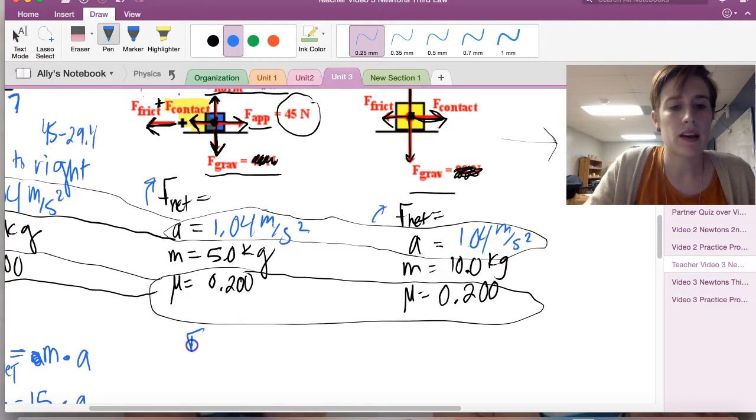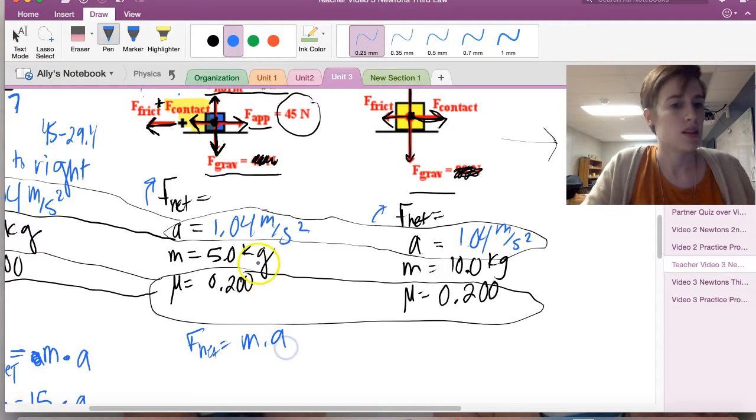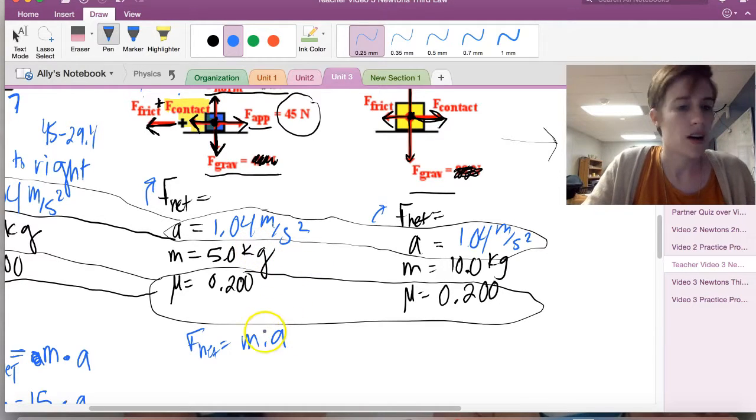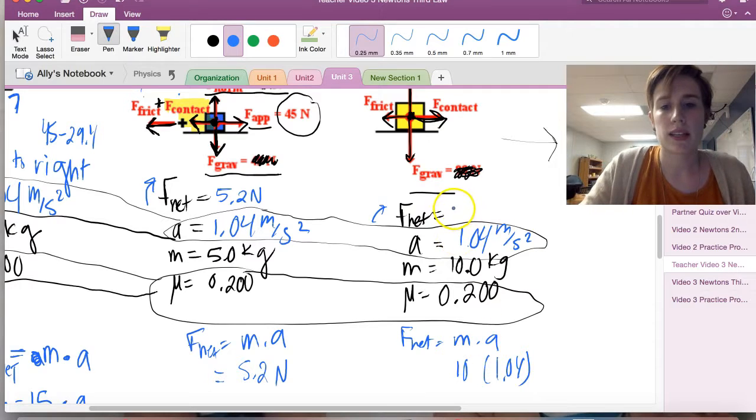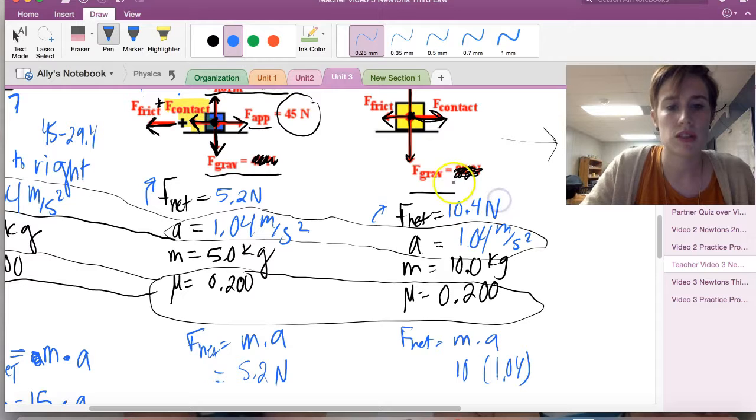So my net force is mass times acceleration. Mass is 5, acceleration is 1.04. So my net force is 5.2 newtons. What about over here? Well, it's mass times acceleration again. My mass here is 10. My acceleration is still 1.04. And so my net force is 10.4 newtons.